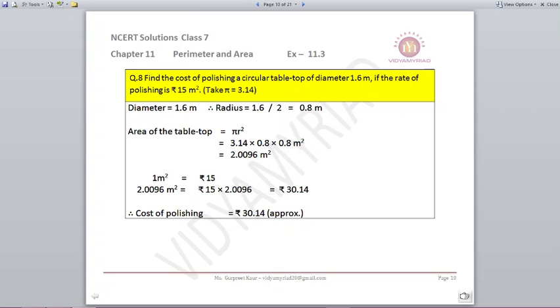2.0096 meters square. Now they are telling us 1 meter square cost of polishing is rupees 15. So if the area is 2.0096 meters square, then the cost of polishing will be rupees 15 multiplied by 2.0096, which gives us rupees 30.14 approximately. That will be the cost of polishing.